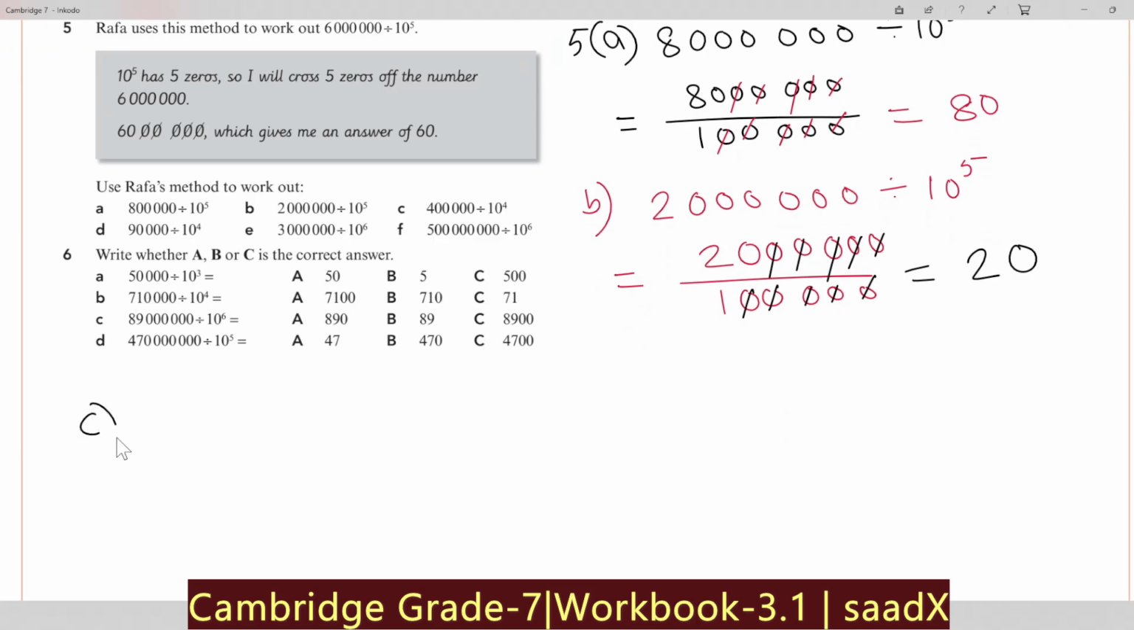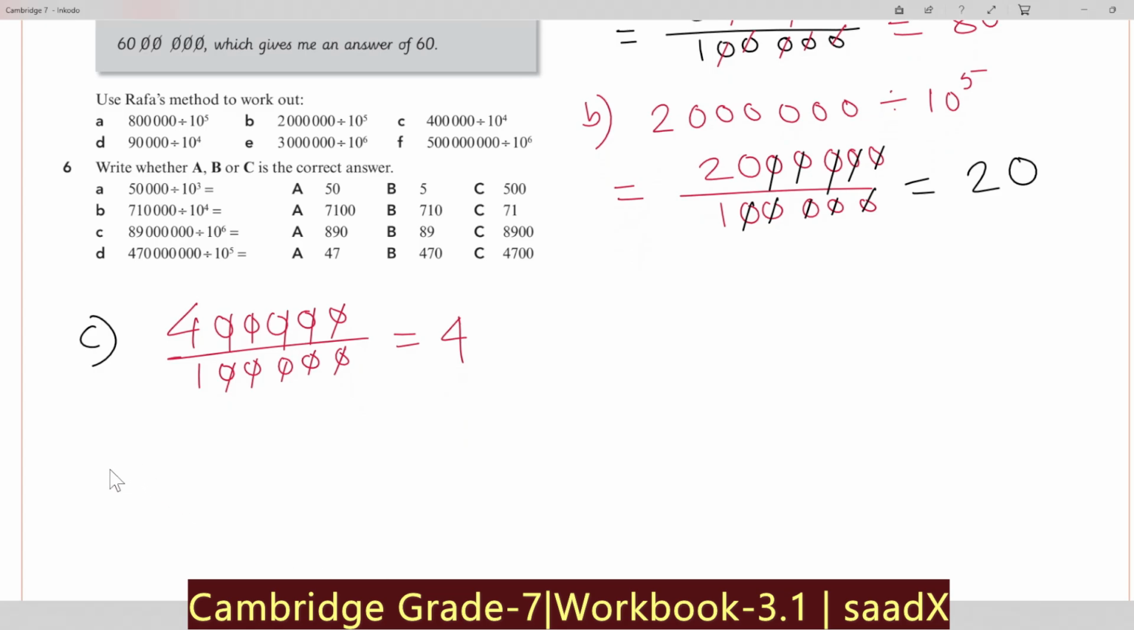So what next? Number C. We can write directly like 4 0 0 1 2 3, and divided by 10 to the power 4 means 1 and 4 0s, which means 5 0s will be out. So the 4 stays, 5 out, and the answer is only 4. Okay, very simple.